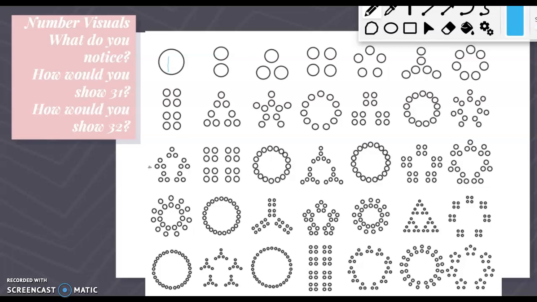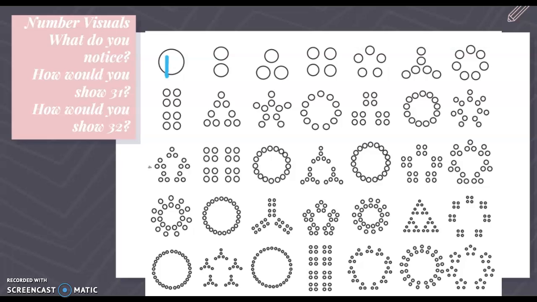Make it a little thicker maybe. This is the number 1. This is a 2. Here's a 3, etc. Okay. So this is the way that somebody chose to represent these numbers.